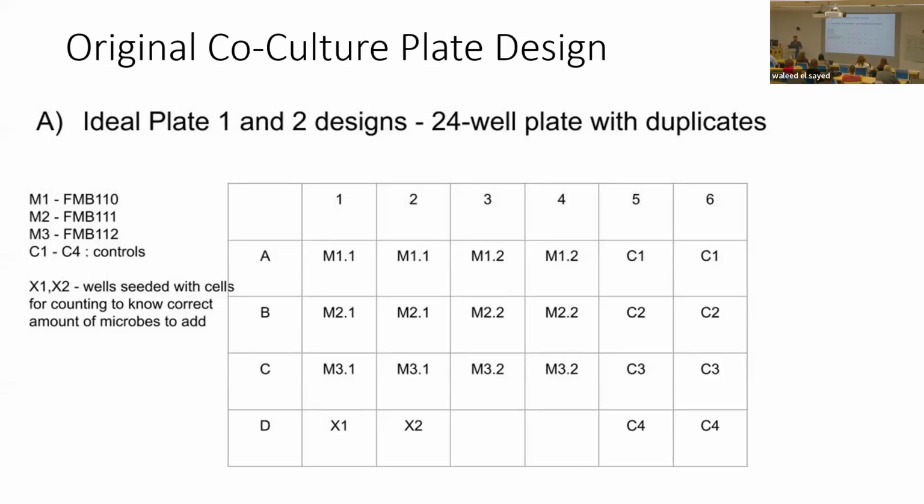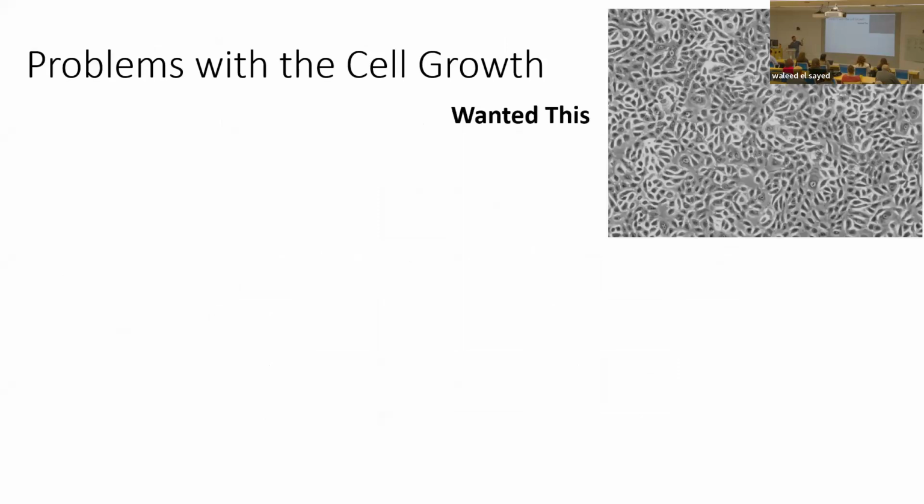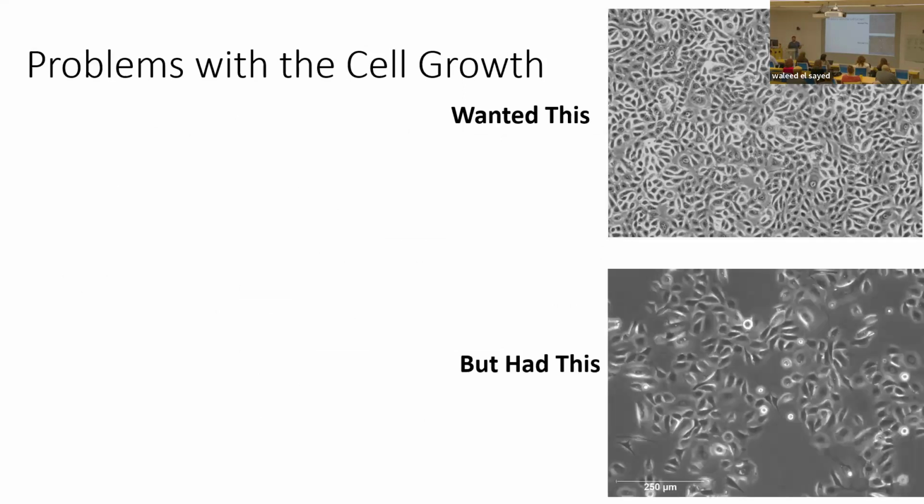We're really excited for this, but of course, with cell growth, you have issues. So what we wanted was something like this. You can see the cells are nice, compact, ready to be split, really nice confluence. But what we had was something like this, very sad. They were not ready to be split. It wasn't this bad, but it was around 50% confluent.